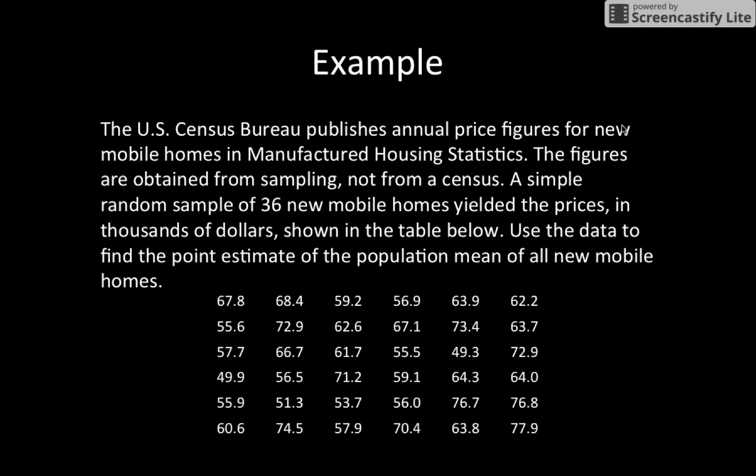For example, the U.S. Census Bureau publishes annual price figures for new mobile homes in manufactured housing statistics. The figures are obtained from sampling, not only from a census. A simple random sample of 36 new mobile homes yielded the prices in thousands of dollars shown in the table below. Use the data to find the point estimate of the population mean of all new mobile homes.